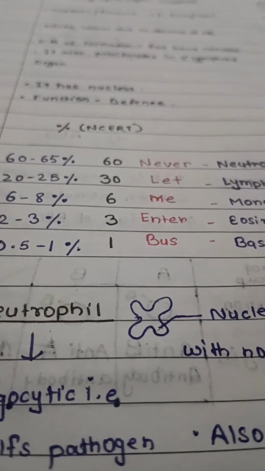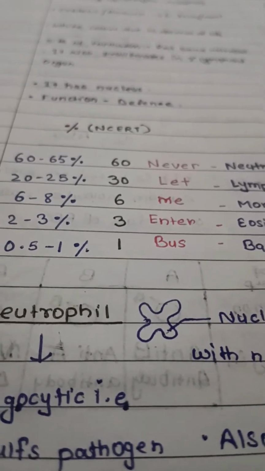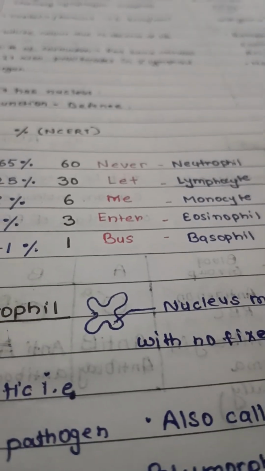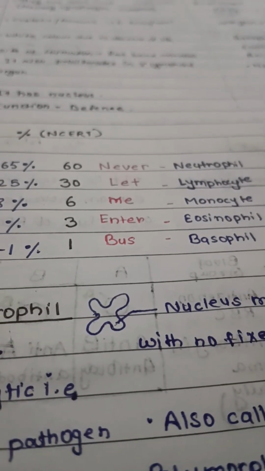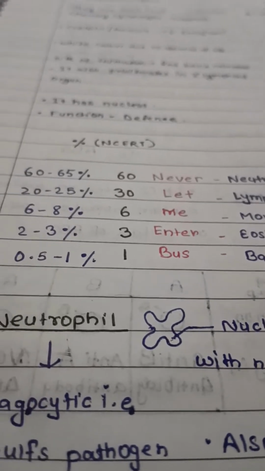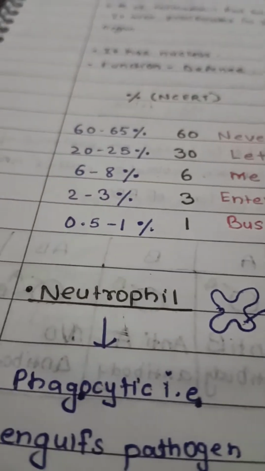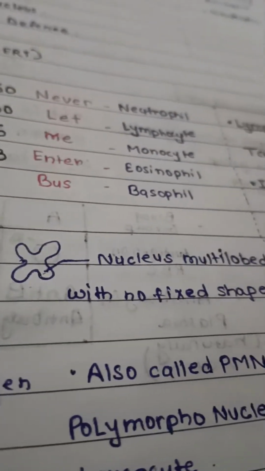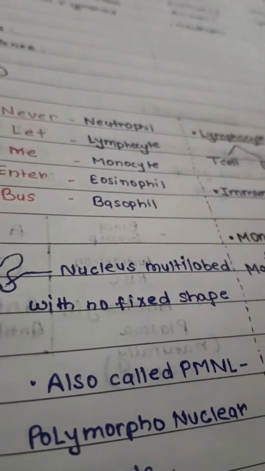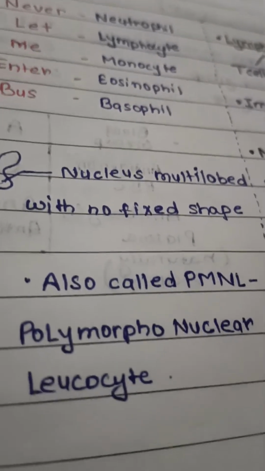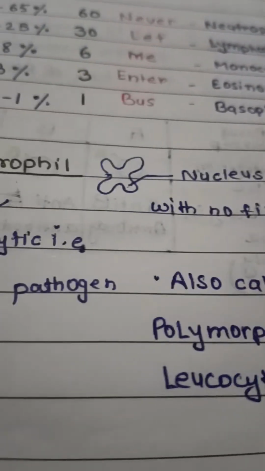And there's a trick to remember it: Never Let Monkeys Eat Bananas. N for neutrophil, L for lymphocyte, M for monocyte, E for eosinophil, and B for basophil. The neutrophil is phagocytic, that is, it engulfs pathogens, and its nucleus is multi-lobed with no fixed shape. It is also called PMNL, polymorphonuclear leukocyte.